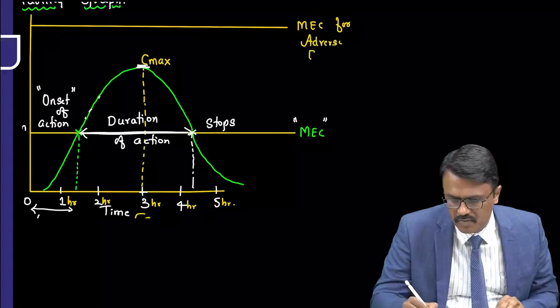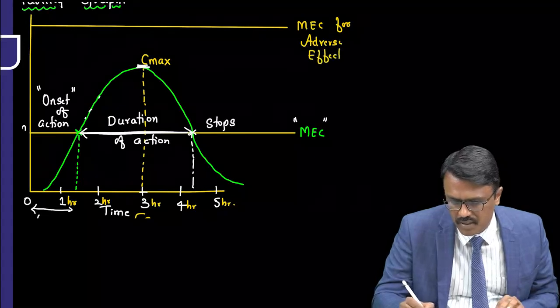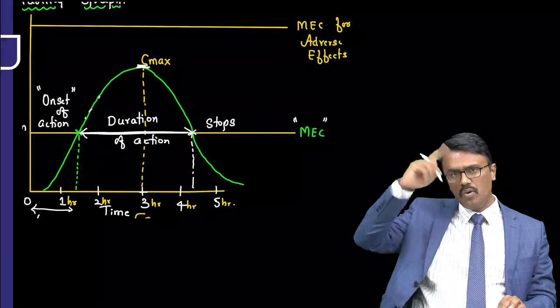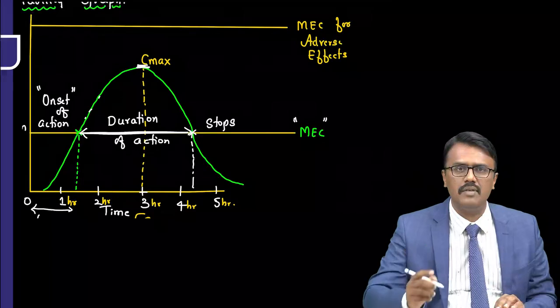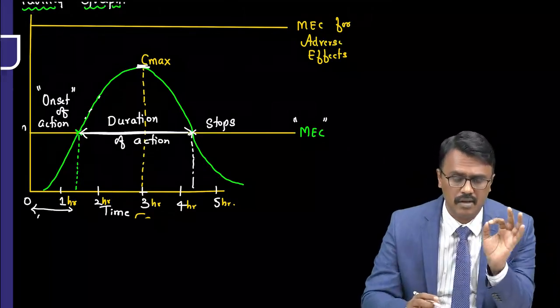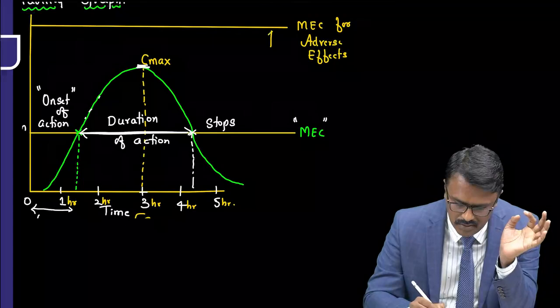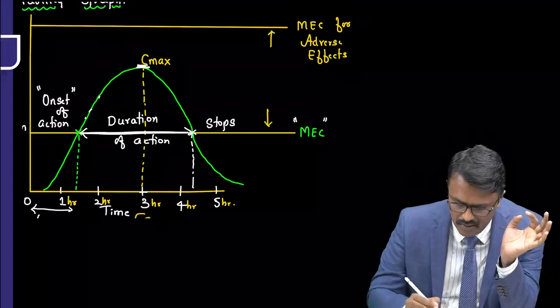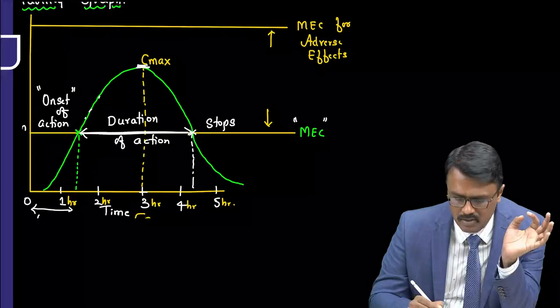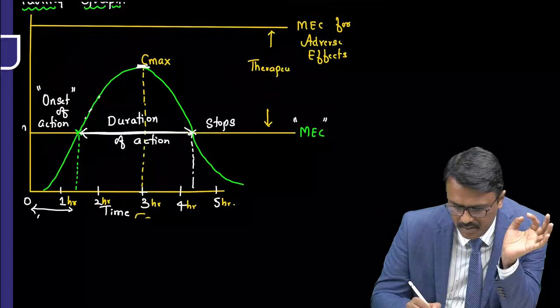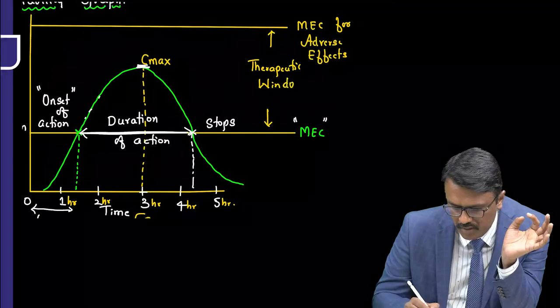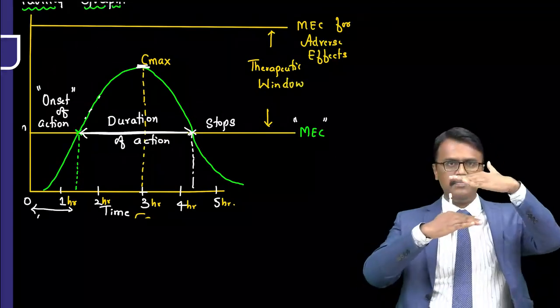Minimum effective concentration for adverse effect. That means if you are giving the drug more, then the graph will go above and the patient will have adverse effect. So if you want to give the drug, you have to give this drug within this range. So the range between these two lines is what we mean by the therapeutic window. So the drug should be given within this level only.